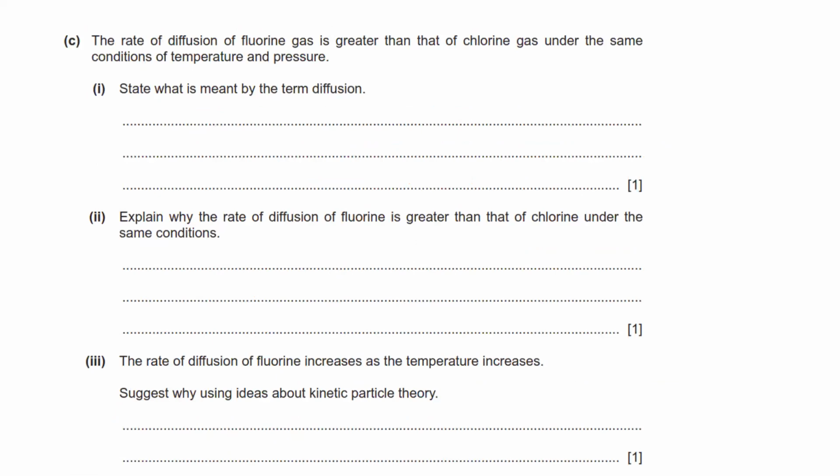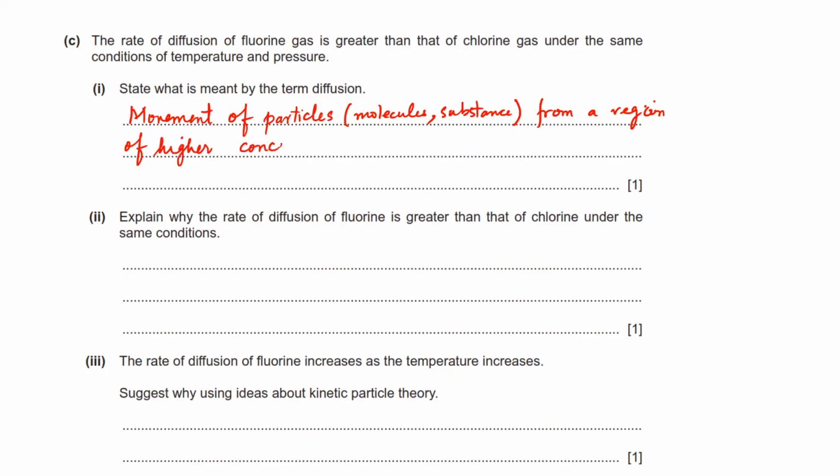Moving ahead, part C says the rate of diffusion of fluorine gas is greater than that of chlorine gas under the same conditions of temperature and pressure. State what is meant by the term diffusion. Diffusion is the movement of particles, also called molecules when we are talking about gases, or any substance from a region of higher concentration to a region of lower concentration.